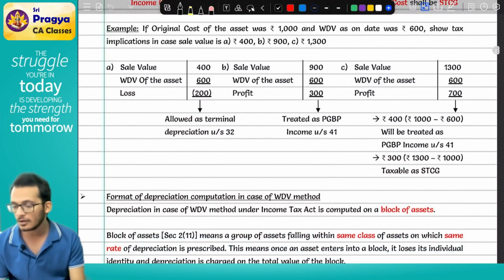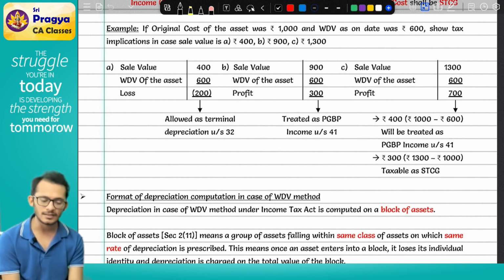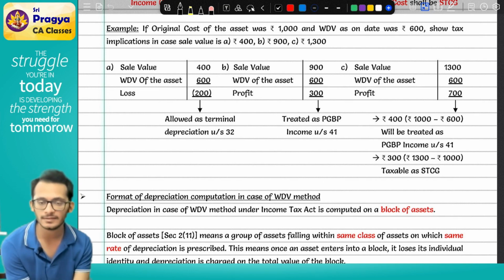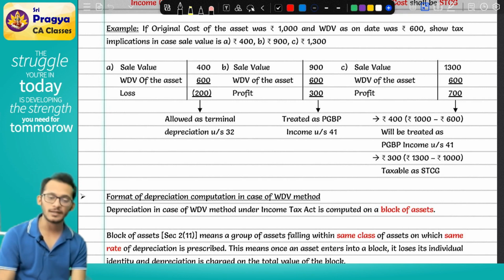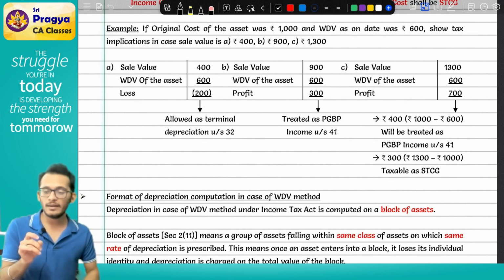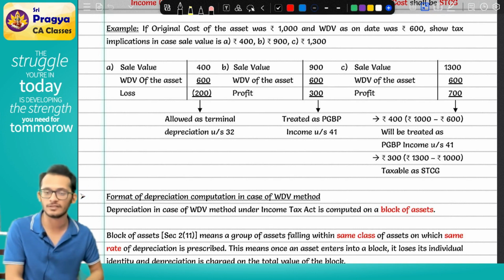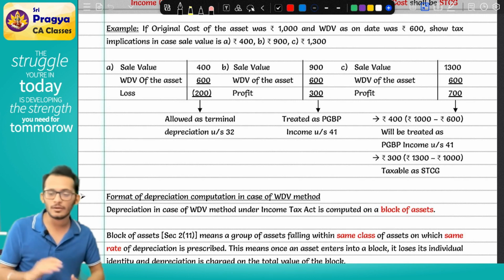It says the original cost of the asset was 1,000. The WDV of the asset as on the date is 600. You are required to show the tax implications if you sold the asset for 400. Now tell me, you bought the asset for 1,000, had a WDV of 600 and sold it for 400. Did you incur a profit or a loss? You incurred a loss. How much? 200. Why did you incur the loss of 200, Rahul? Because income tax gave you lower depreciation earlier. So income tax is saying this extra depreciation you claim right now in the form of terminal depreciation.